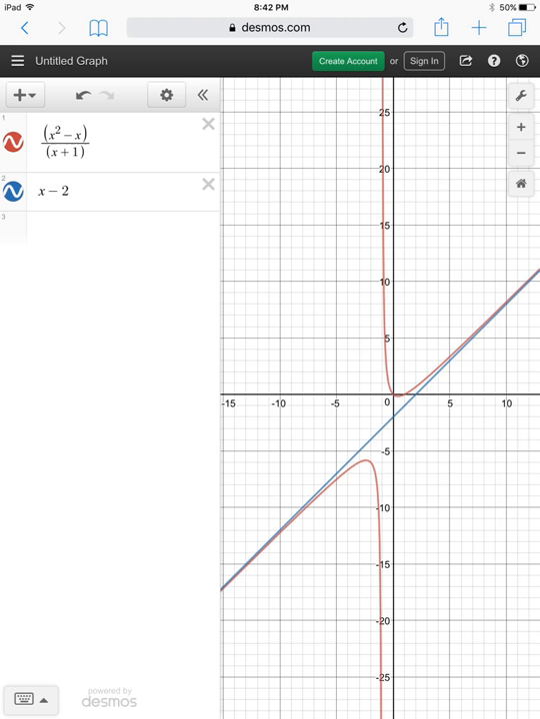Okay, so here you can see the red function is the original function, the rational one, and then the blue function is the slant asymptote, x minus 2. So you see that as x goes to infinity, the y values get closer and closer to that diagonal line, and that is a slant asymptote.